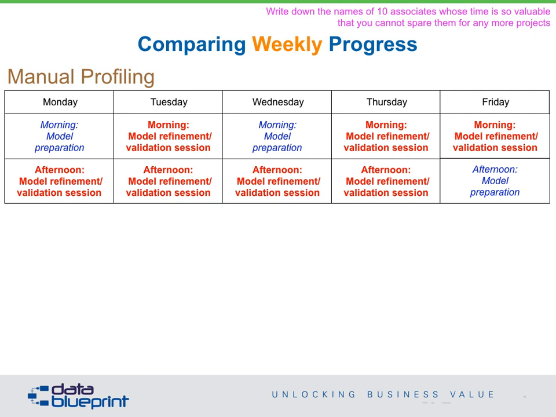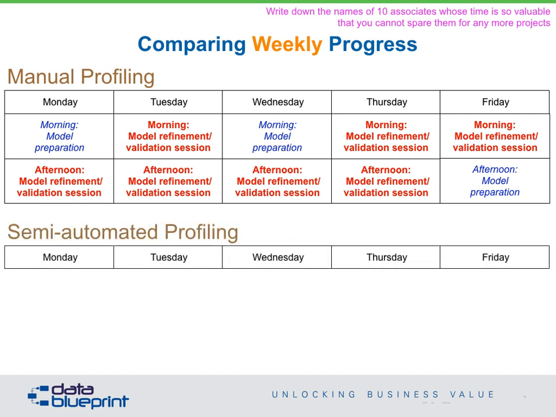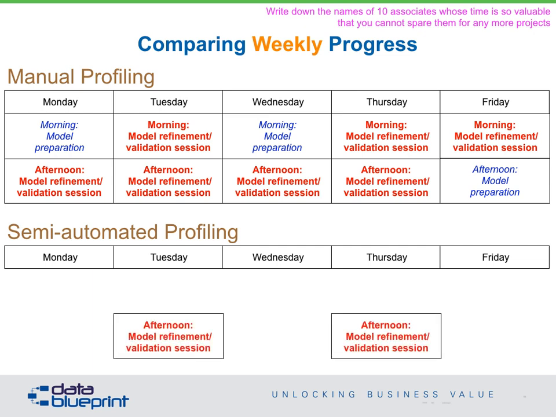Anyway, one of the things I say to the groups that I work with is I need you to write down the names of the 10 associates whose time is so valuable that you could not spare them for any more projects. And they do, and I turn it around to them and say, those are the ones I want on the project for us, because their knowledge will allow us to do this quickly and efficiently, whereas somebody else will end up going back and asking them the question anyway. We might as well get them directly involved.